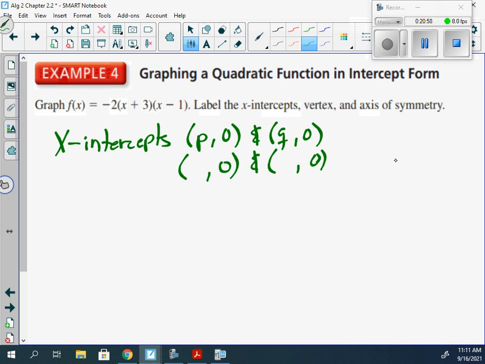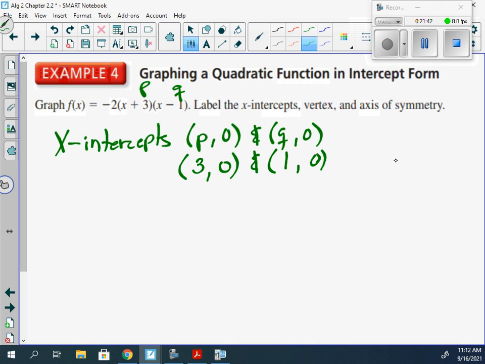Let's look at the x-intercepts first. So the x-intercepts for this are going to be the points P comma 0 and Q comma 0, because the x-intercepts are the points where it crosses the x-axis. And the value of y at the x-axis will always be 0. So what is the value of P and Q? Because it would be in these places here, yes? Where 3 and 1 are at. But in the equation, what do we have? We have x minus P and x minus Q, yes?